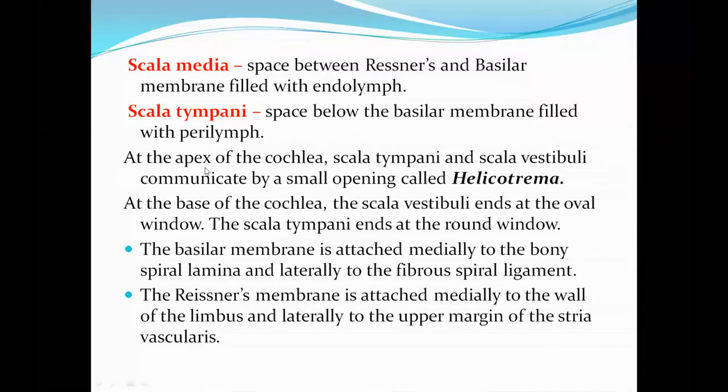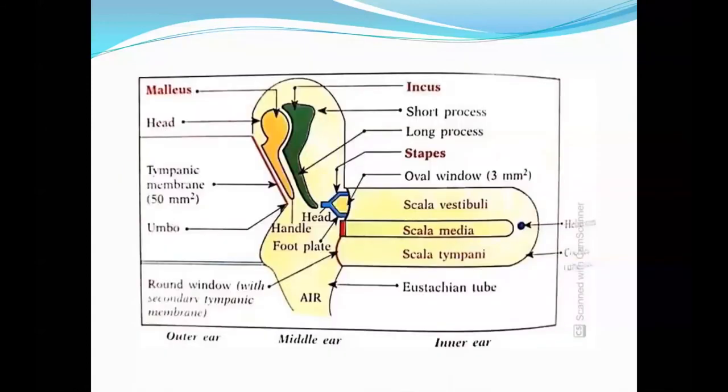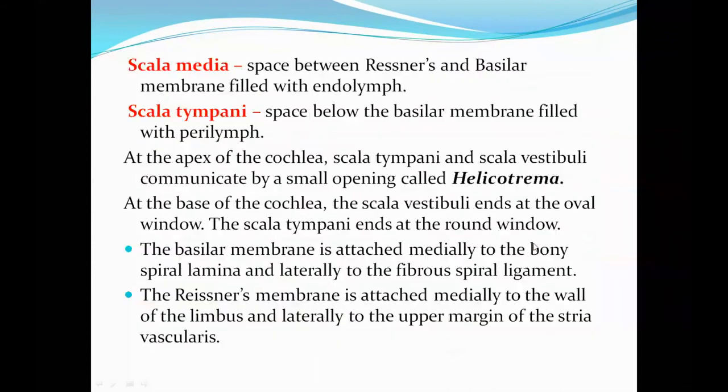At the apex of the cochlea, the scala tympani and scala vestibuli communicate by a small opening called helicotrema. See, at the apex, the scala vestibuli and scala tympani are connected to each other by a small opening that is called helicotrema. At the base of cochlea, the scala vestibuli ends at the oval window. The scala tympani ends at the round window.